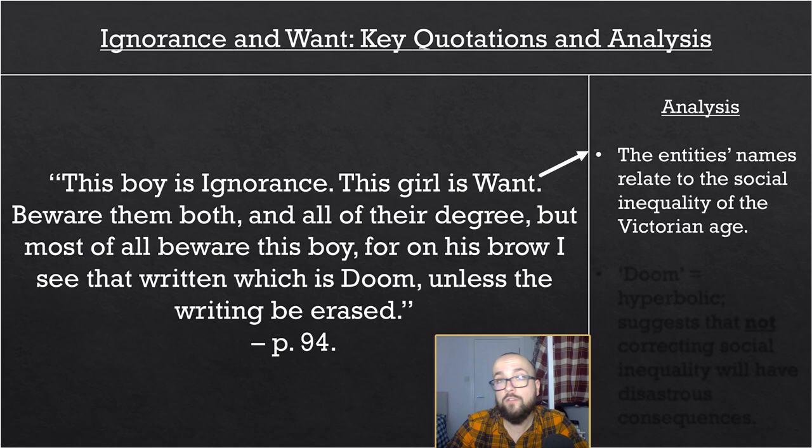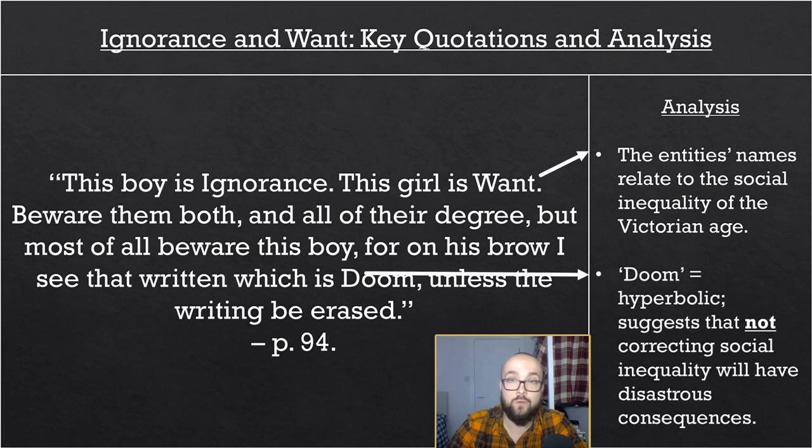We could also choose to analyse the abstract noun doom. Now, this is an incredibly hyperbolic word, and used in this context, it suggests that not correcting social inequality will have disastrous consequences. Now, it isn't exactly clear to whom or what the spirit sees this doom having an impact on. For instance, if social inequalities are not corrected, then the boy, ignorance, will remain forever ignorant and will be unable to escape an impoverished life.